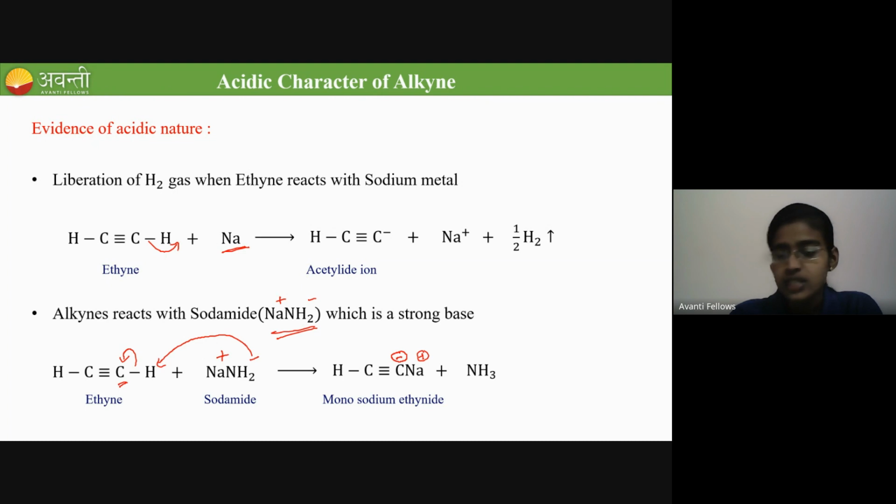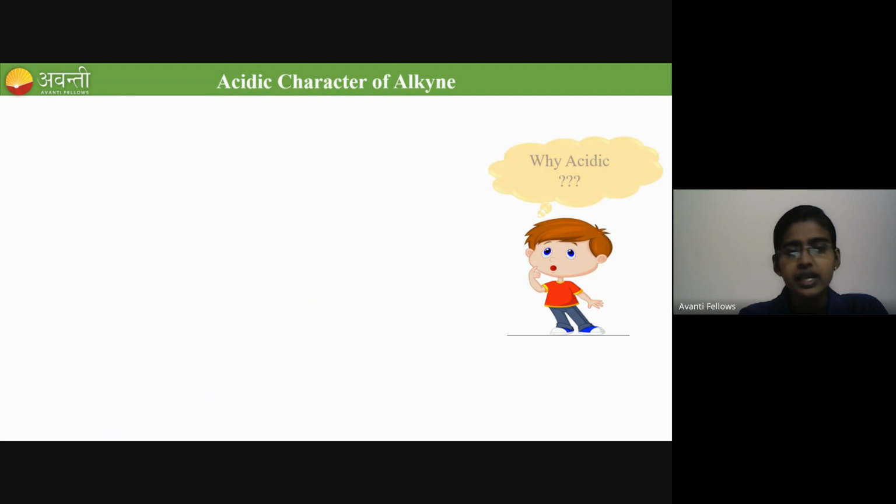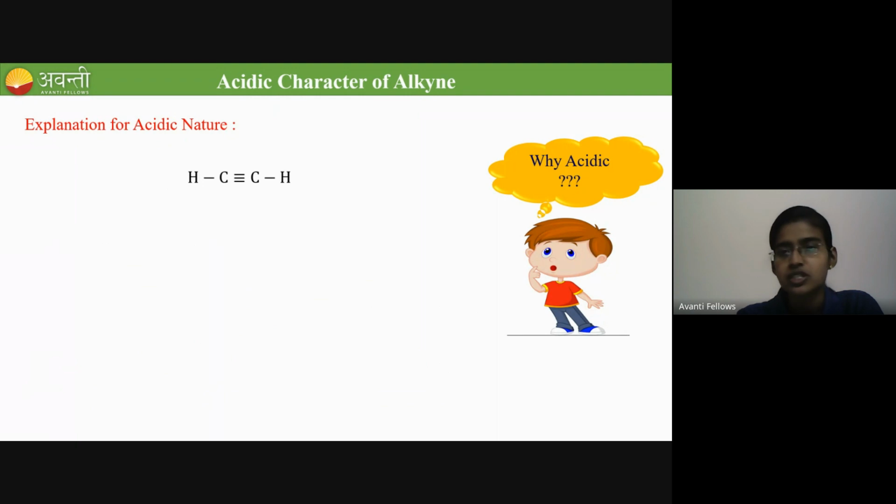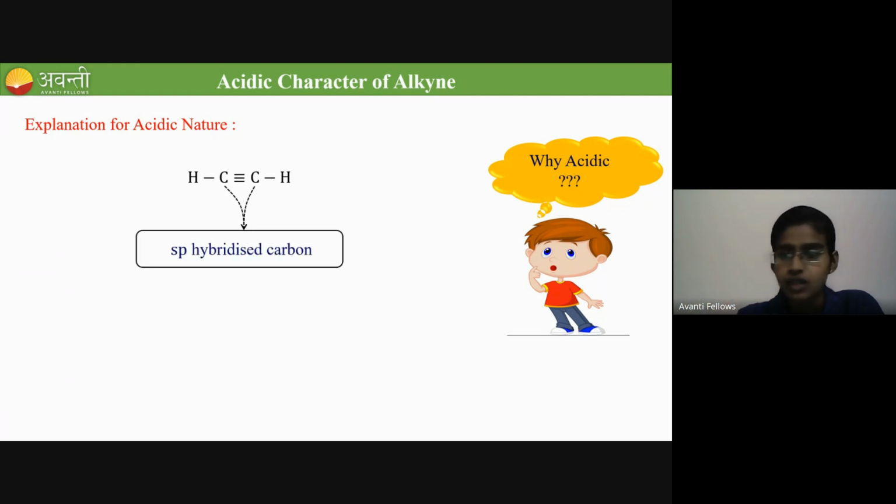So what is the reason why alkynes are acidic in nature? I'll explain. There is an explanation for this acidic nature. Let me take ethyne again, CH triple bond CH. We have two carbons here, and both are sp hybridized carbons, in which the s character is 50%.